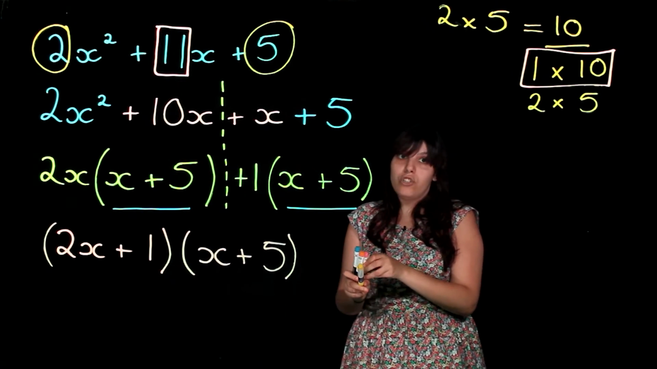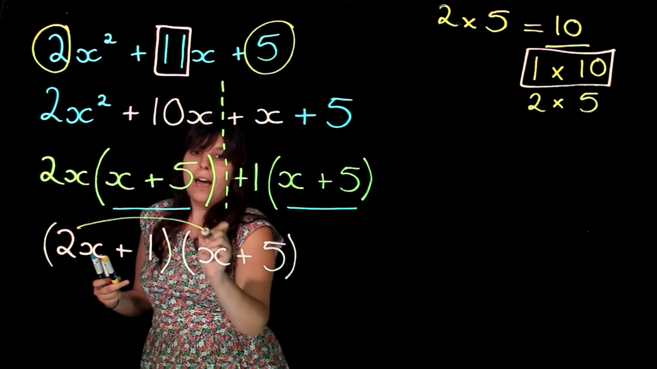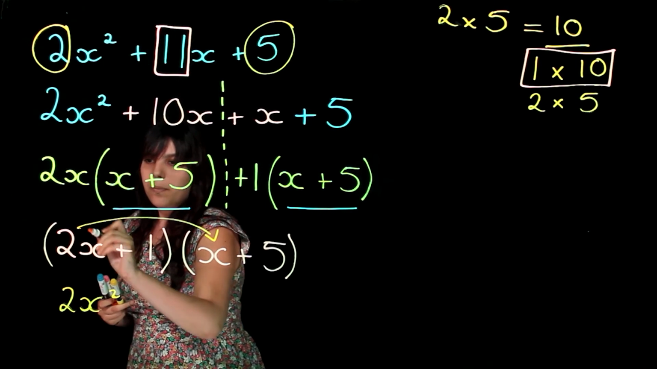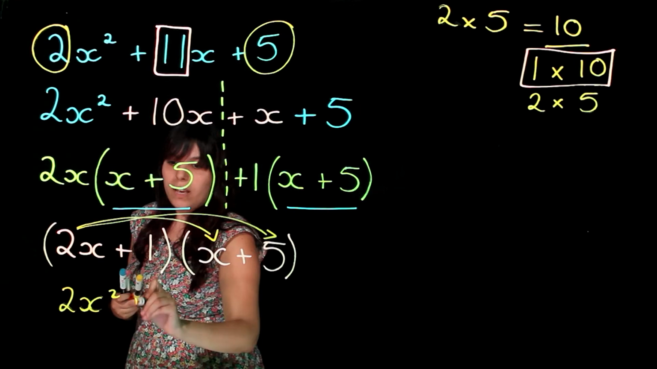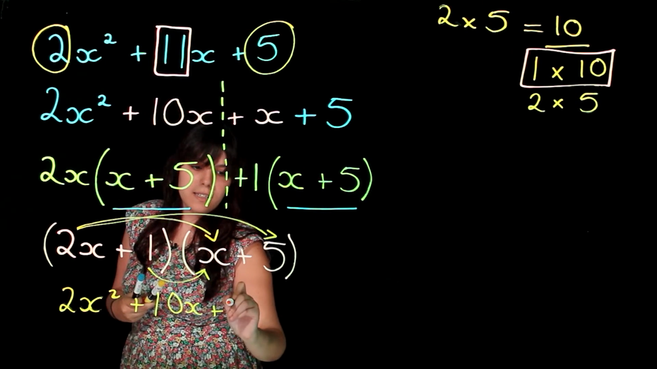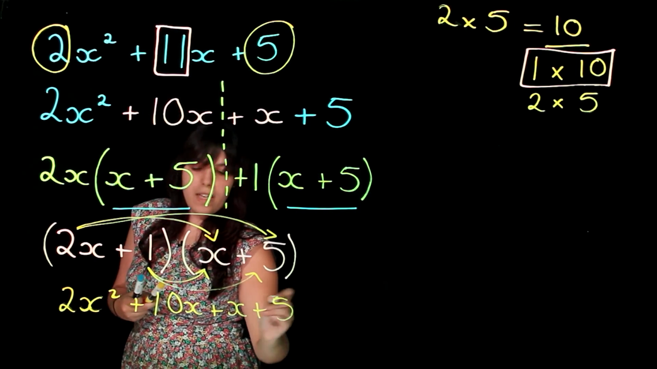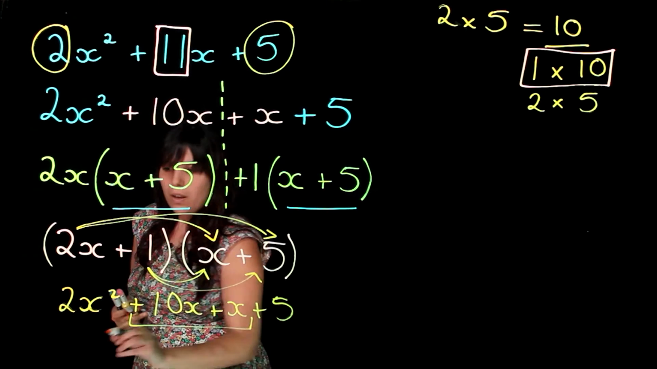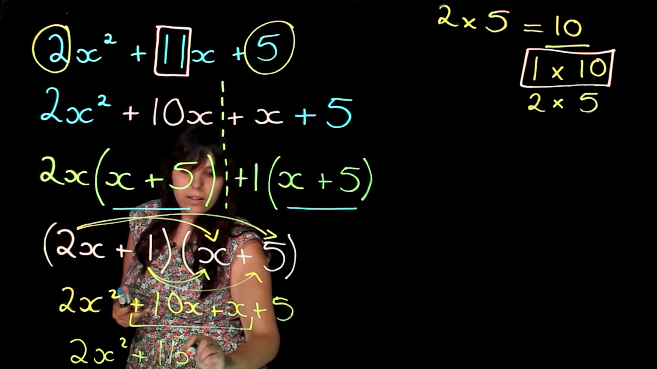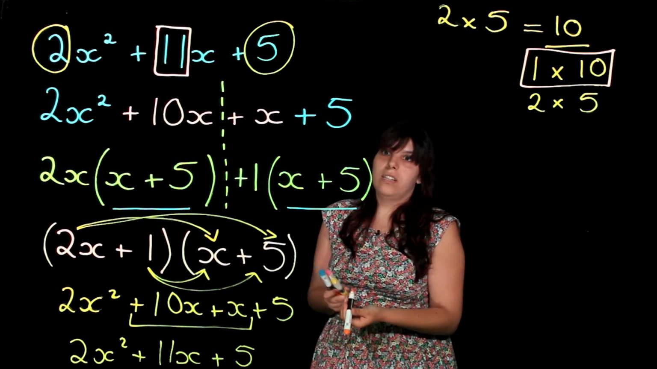So if I just want to check it, as before, I'll multiply it out. So 2x times x is 2x squared. 2x times 5 is 10x. 1 times x is x. And 1 times 5 is 5. And then if I just simplify this bit, I end up with 2x squared plus 11x plus 5, which was the quadratic that I started out with.